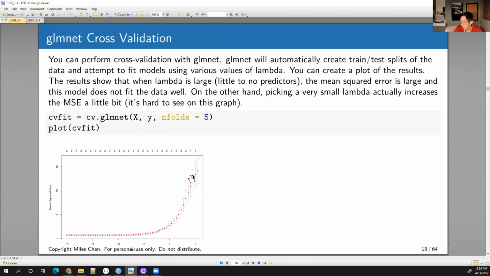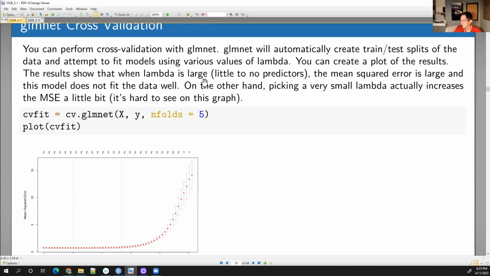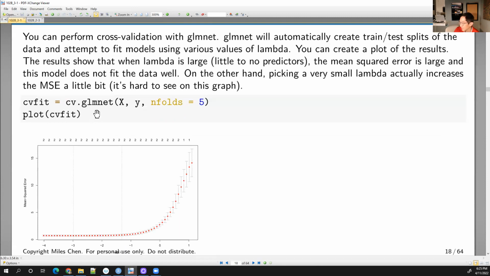Okay. How do we pick what lambda we should use? What regularization term we should use? I don't know if you can see this picture, let me zoom in a little bit. GLMNet can do its own cross-validation and give you an estimate of what it thinks you should use.